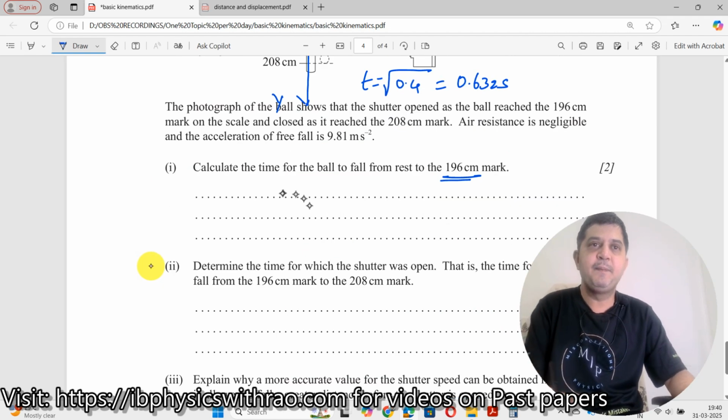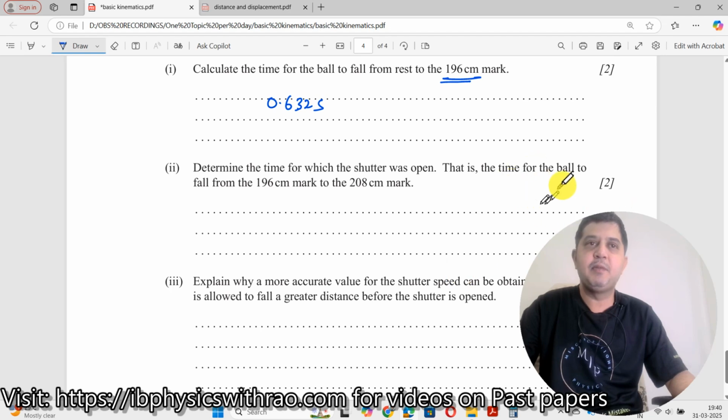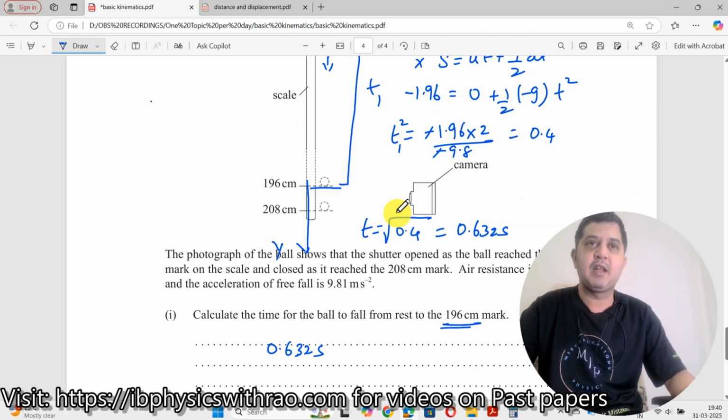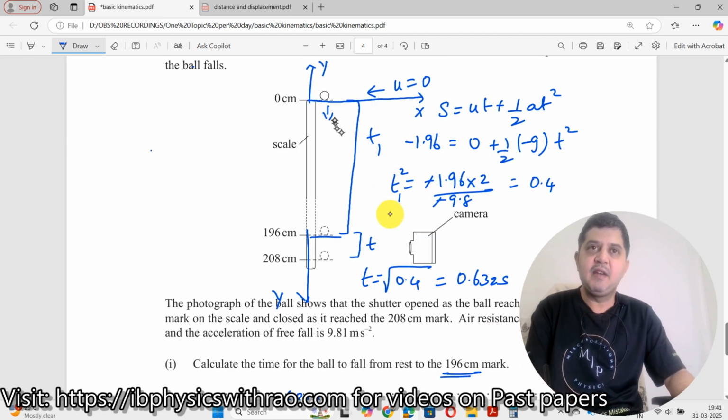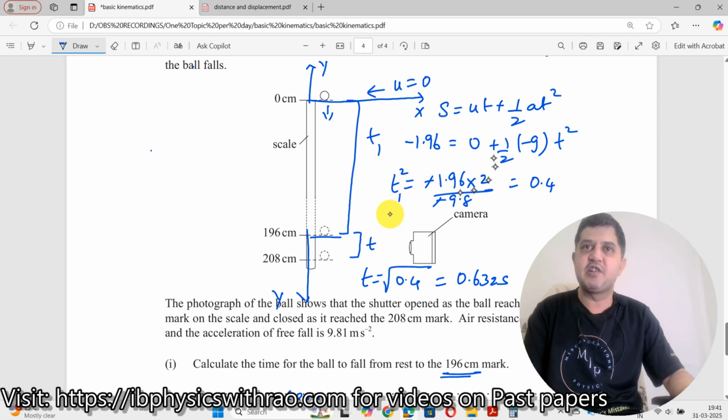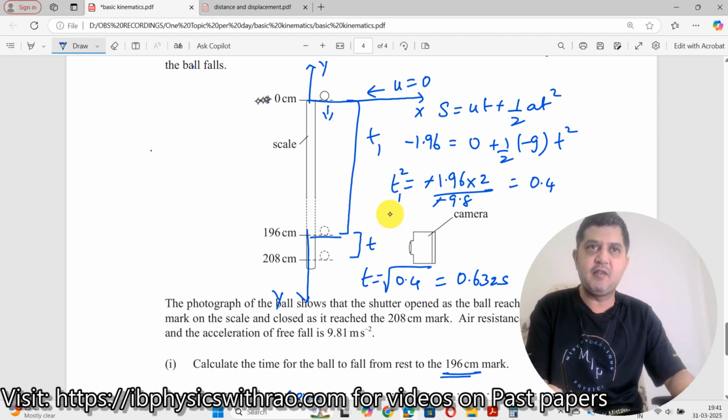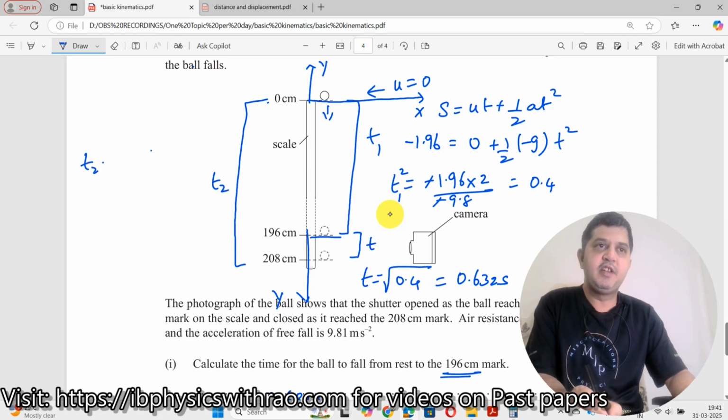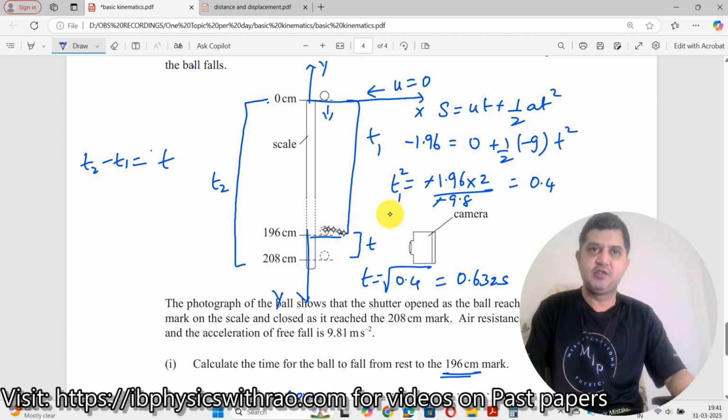So I will write down here 0.632 seconds. Now, determine the time for which the shutter was open, that is the time for the ball to fall from the 196 to the 208 centimeter mark. What is the time taken to start from here and reach here? This is the t I want. Calculating from here to here is quite easy using an equation of motion. In a similar way, I can also calculate from here to here, and call this t2. Then I can subtract t2 minus t1, which is equal to t, because there is no straightforward method to calculate this directly, or it might be a little bit complex to do.